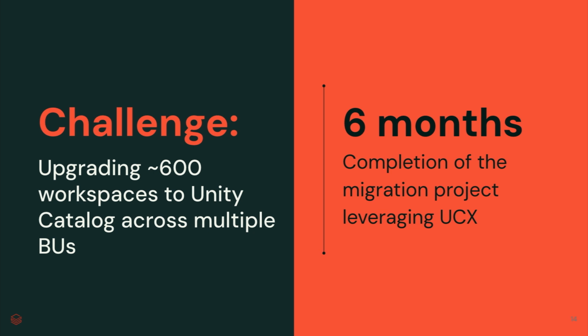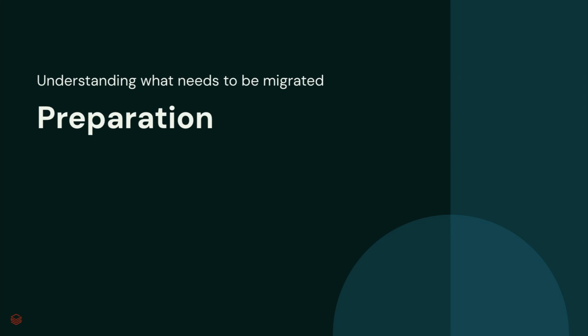We're talking a customer migrating roughly 600 workspaces, which is a lot, right? Lots of business units, and they were able to complete the migration project in just over 6 months. That is quite an impressive pace. Without automation, without having toolkits like that, I don't think it would be possible to do so.